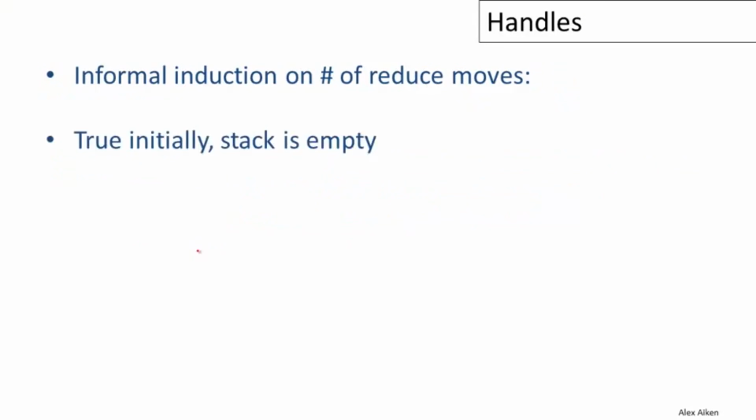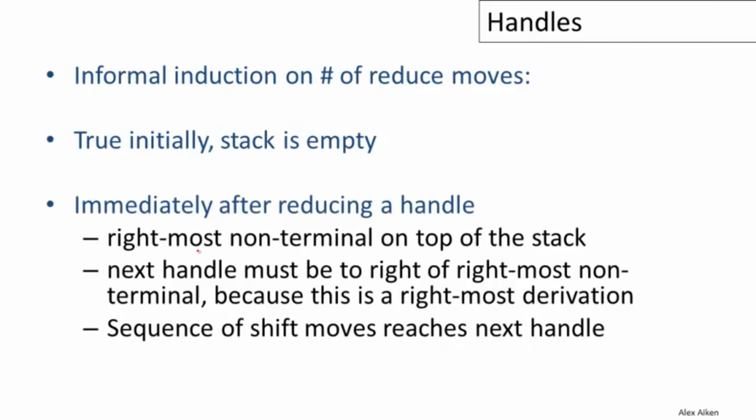So here's an informal proof that handles only appear at the top of the stack, and this is by induction on the number of reduce moves. This is true initially because the stack is empty, so the only possible reduction is at the top of the stack if there's an epsilon move to make. And immediately after we reduce, the rightmost non-terminal is going to be on top of the stack. So immediately after we perform a reduction, we have our stack, and then a non-terminal, and then our vertical bar, and this is the rightmost non-terminal.